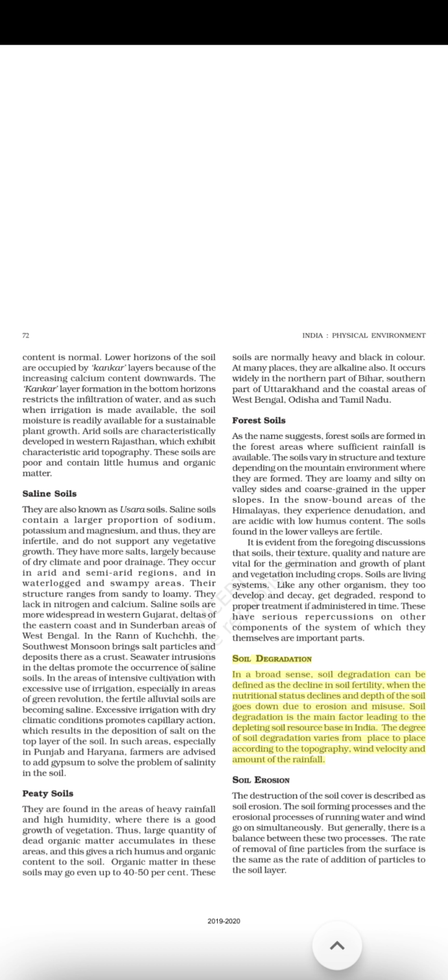Soil degradation is the main factor leading to the depleting soil resource base in India. The degree of soil degradation varies from place to place according to the topography, wind velocity, and amount of the rainfall. Soil erosion. The destruction of the soil cover is described as soil erosion. The soil forming processes and the erosional processes of running water and wind go on simultaneously. But generally, there is a balance between these two processes. The rate of removal of fine particles from the surface is the same as the rate of addition of particles to the soil layer.